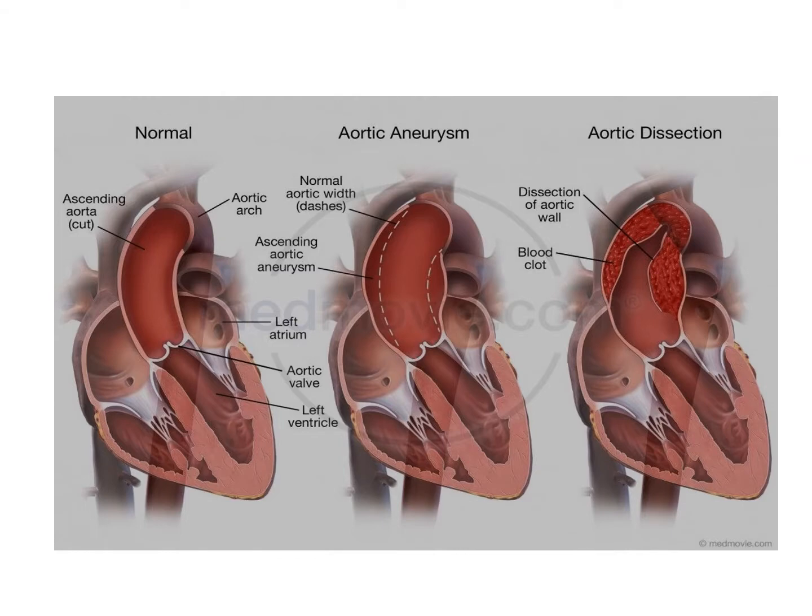Here is a diagram showing the difference between the normal aortic lumen and the aortic aneurysm with a dilated lumen exceeding that of the normal, and the aortic dissection, with its characteristic flap and the false lumen that may contain blood clots, and the true lumen that may be compressed by the false lumen containing the blood clots.